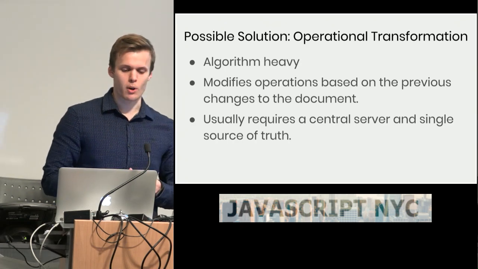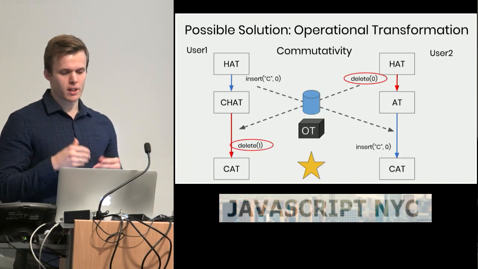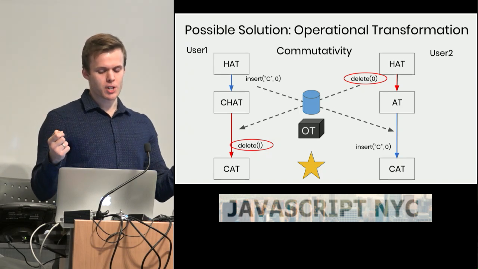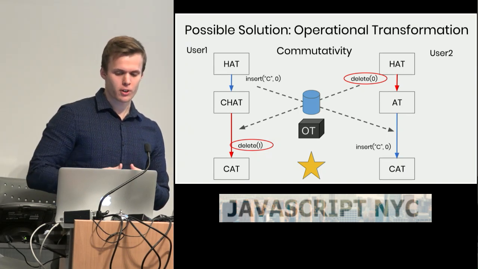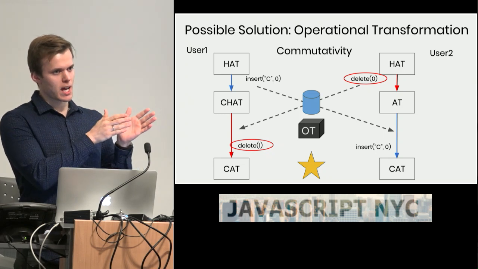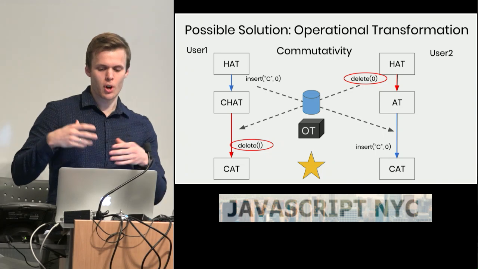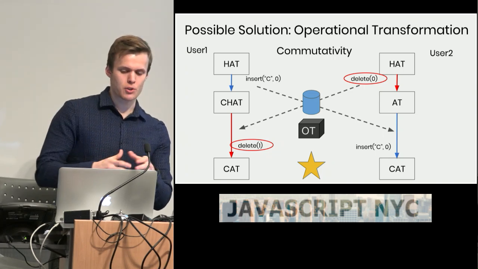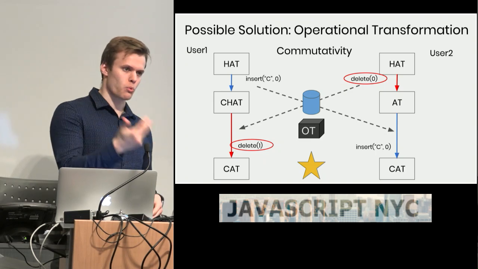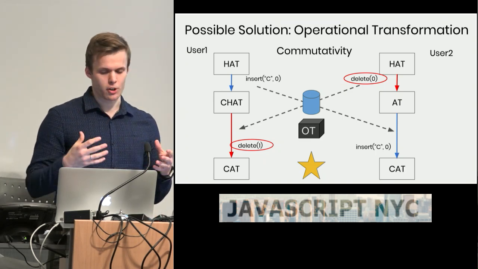To show how that might work in a real scenario, if you go back to our last example with hats and cats, once the concurrent insert and delete operations go to the central server, the OT algorithm is going to detect that the insert operation of C at index 1 is going to shift the index of H. So we need to transform the delete operation from index 0 to index 1. Now when user 1 gets that delete operation, they're going to stay consistent, and there's not going to be any errors.